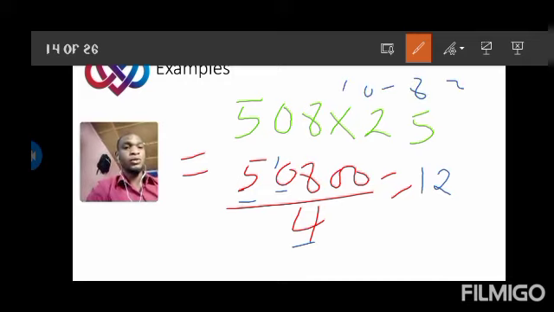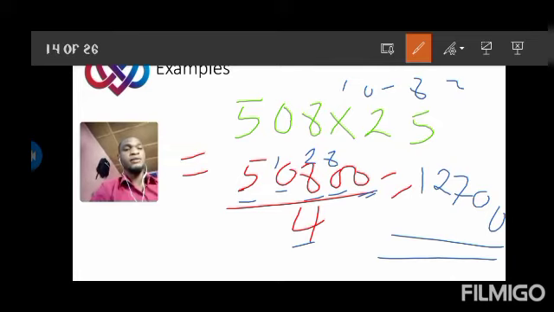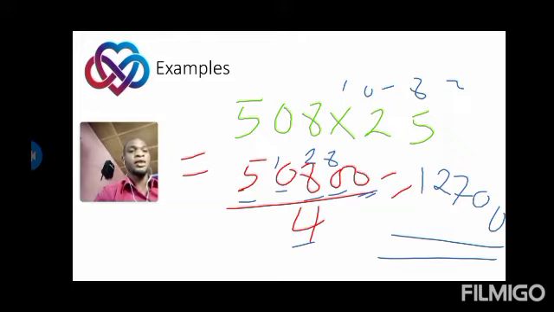So I move the 2 to the back of this 8, which makes it 28. How many times can 4 go in 28? 7. Good. 4 times 7 is 28. So 28 minus 28 is 0. So we are left with double 0. 4 in 0 is 0. So the answer will be 12,700. 12,700 is the correct answer.